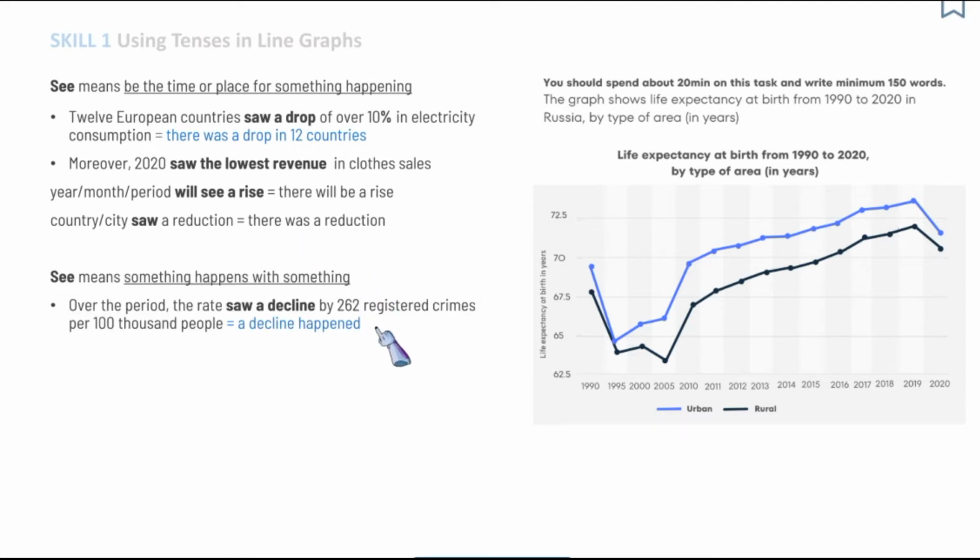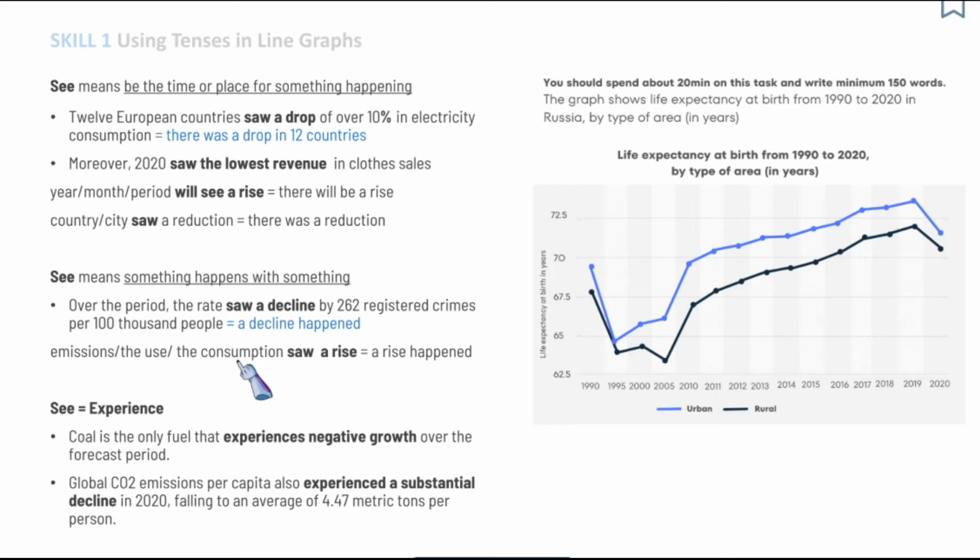See also means something happens with something, as in this example. Over the period, the rate saw a decline by 262 registered crimes. It means a decline happened to the rate. So you can use it, for example, with words emissions, the use, the consumption, and others, with a combination like saw a rise, and it will mean a rise happened.